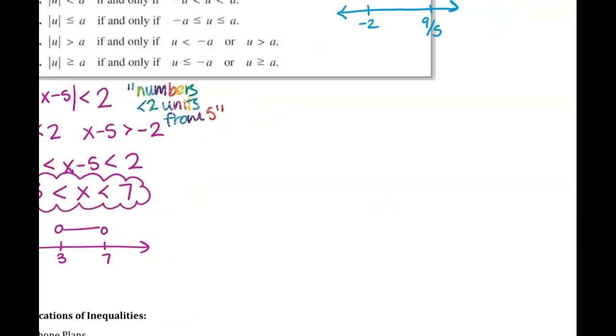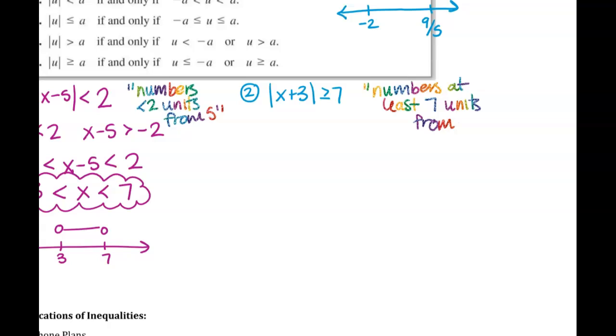Now we'll look at the absolute value of x plus 3 is greater than or equal to 7. If you like what I wrote in the rainbow over here, this one technically means numbers at least 7 units from -3, because x minus -3 would be a distance. If that helps, great. If not, pretend I never said it. Maybe even don't write it down or scribble it out.